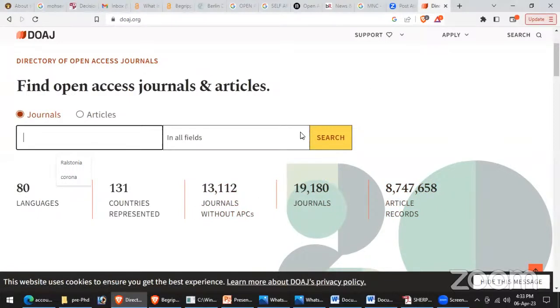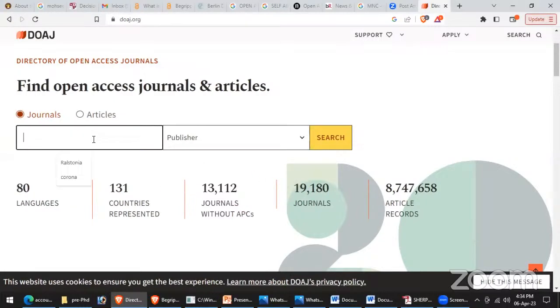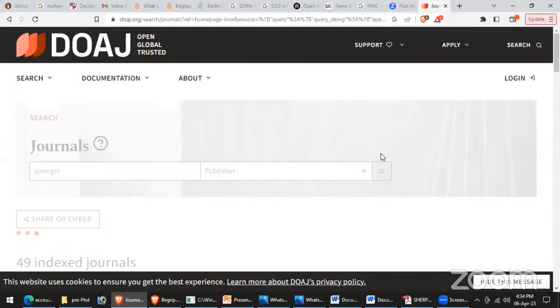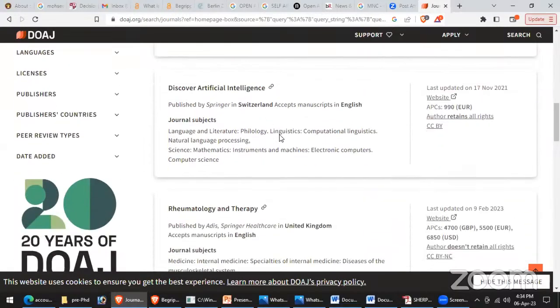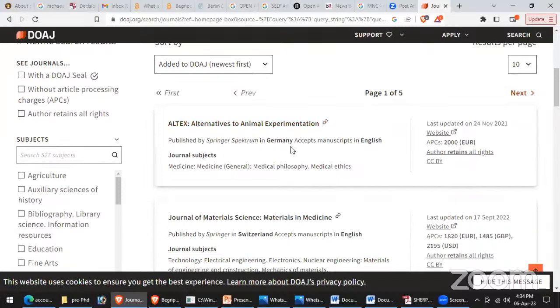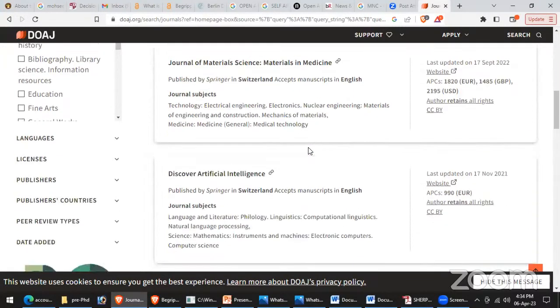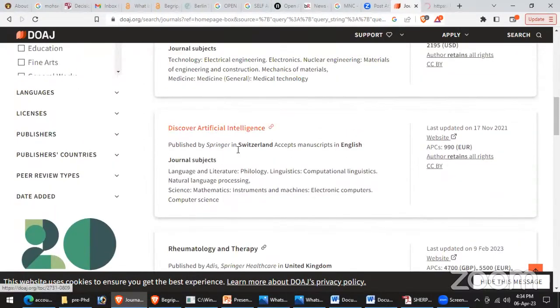Fine. If you want to go for the fields, here you have fields also. You have a publisher. If I want to go for the publisher, for example, Springer. So yeah, in Springer's journals here, so many are open access. If you want to go in, you have another topic also. You can go over and check it out. In English language, this is for medicines, this for artificial intelligence. Let us go for this artificial intelligence. And this has been situated in Switzerland.